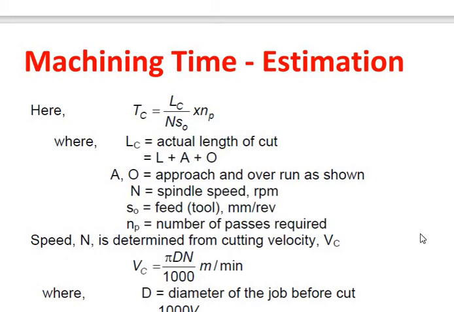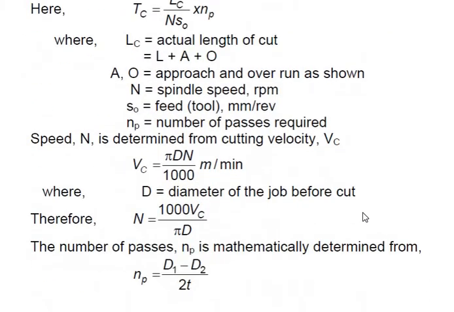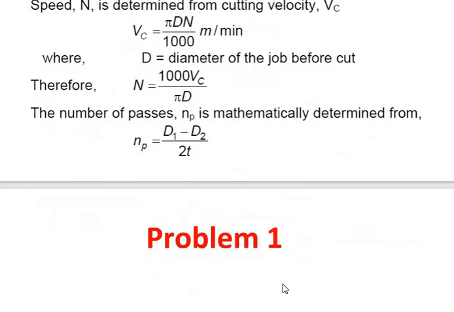Vc is pi D N by 1000 meter per minute. D is the diameter of the job before cut. Remember, listen carefully, capital D is the diameter of the job before cut. Then N is equal to 1000 Vc by pi D. Therefore, Np is equal to (D1 minus D2) by 2t.